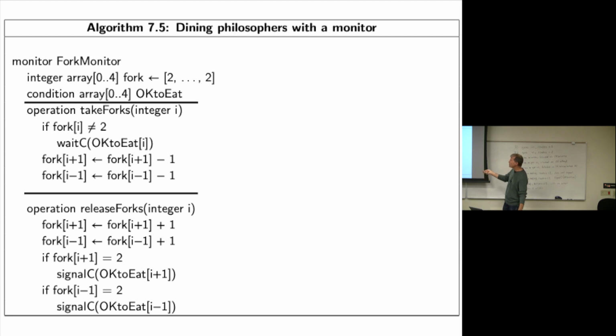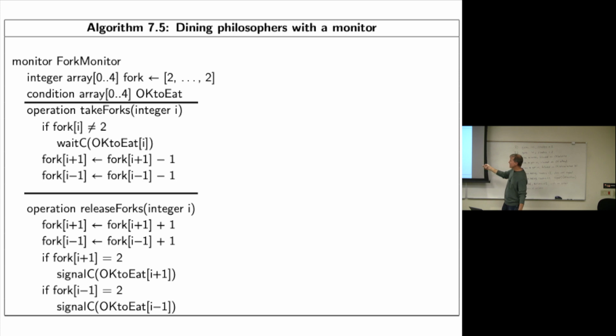So how many queues are there here? There are 5 queues. Does everybody see that? Because this is an array of condition variables. So do you see that there is a queue for every philosopher, a separate queue for every philosopher? Instead of just one queue for everybody. Are you with me on that? So you think, associated with each condition variable is a queue of blocked processes.